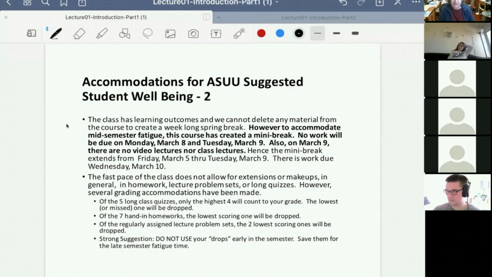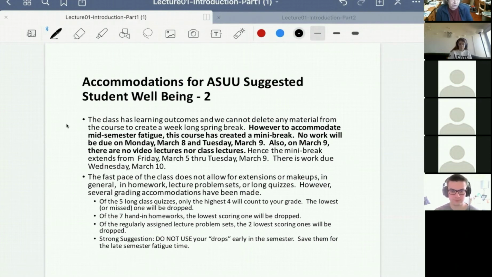As I said, I can't delete any material from the course to create a week-long break. However, to try and accommodate mid-semester fatigue, we created a mini break. There'll be no work due on Monday, March 8th and Tuesday, March 9th. That means there'll be no video lectures that you're supposed to have looked at by Tuesday morning. There'll be no class lecture on Tuesday. There'll be nothing due Monday. There is work due Wednesday, March 10th. We resume then. So that's the most I could squeeze out. I hope it works for you.